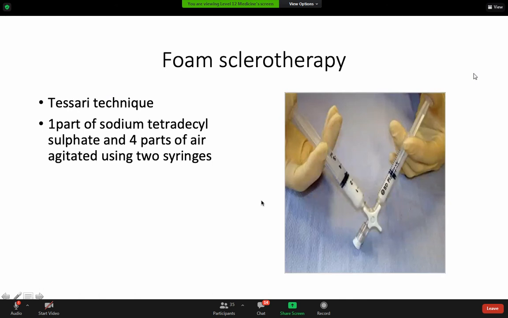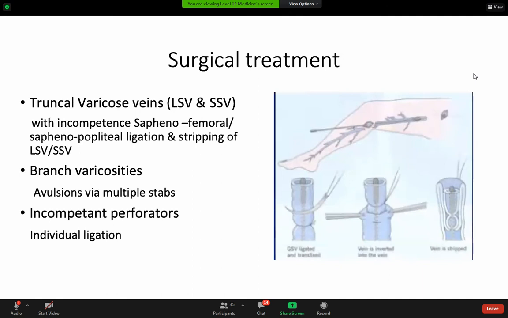Also, we can use foam sclerotherapy from the same material, but make it foam for bigger veins. Then we go for the surgical management and intervention. Of course, surgical management, nobody does it. Maybe some in the peripheries will still do it. So if you have a reflux in the great saphenous vein, this is the main problem, so you have to take that vein out. So you ligate the vein at the saphenofemoral junction and we strip the vein completely.